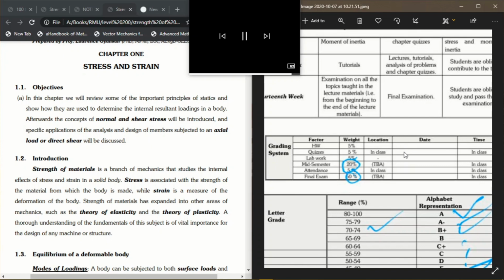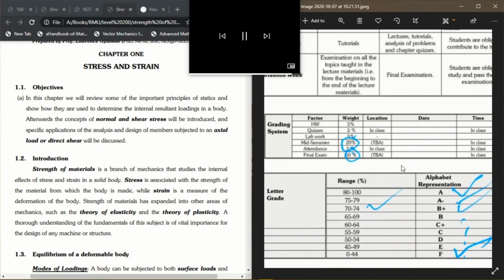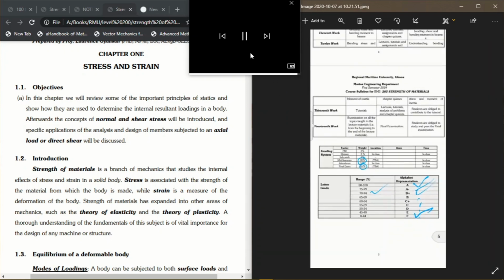If you had an A, then it means you had marks between 80 to 100. If you had A minus, it's going to be 75 to 79%. If you had B plus, it's going to be 70 to 74, and so on. And F is 0 to 44, you get F. With this, I am going to end my lecture on the course syllabus.